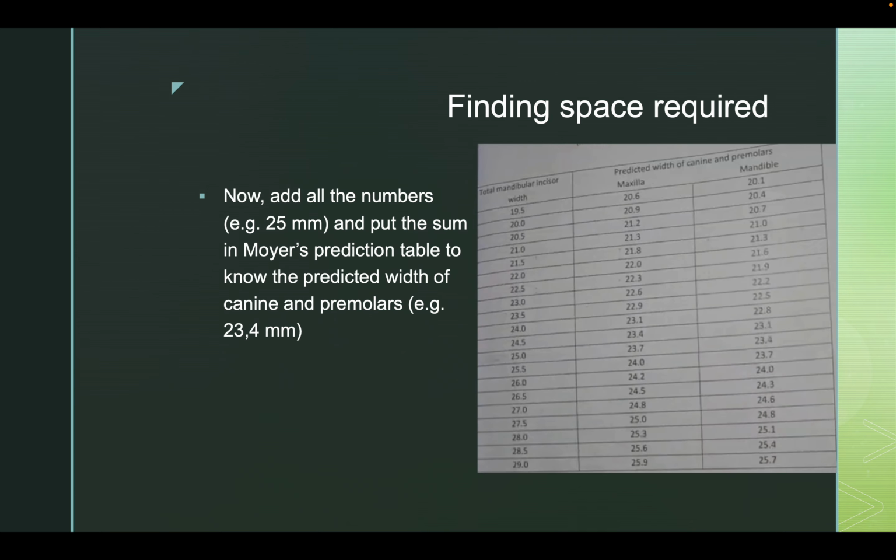And we will add up all the numbers from the previous measurements. Here, it is 25 millimeter, and we will put the sum in Moyers prediction table to know the predicted width of the canine and premolars. So looking at the chart, we can see that if the total mandibular incisor width is 25 millimeter, then the predicted width of the canine and premolars is 23.4 millimeter.